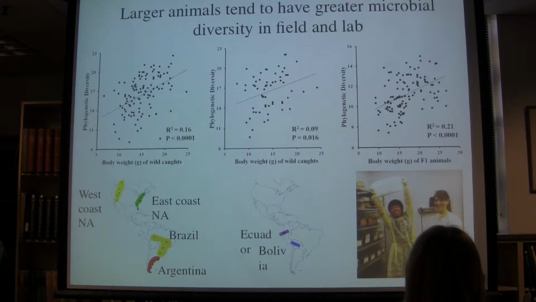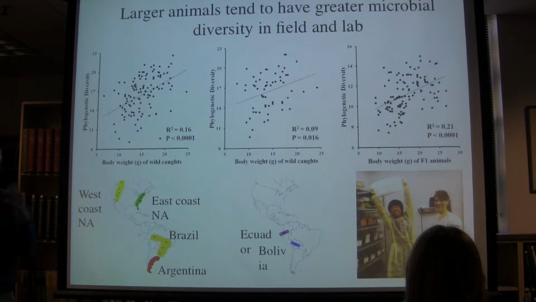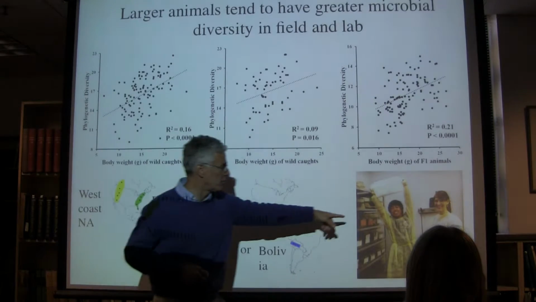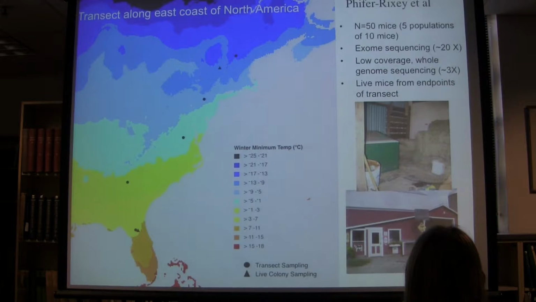I'm not really going to talk about this. This is Taichi's work. This is a lab project, and different people are interested in different phenotypes. Taichi has been looking at the gut microbiota of these mice. There is a strong correlation between the body weight of wild-caught individuals and phylogenetic diversity of gut microbes, and he gets very excited about this kind of thing. So there are many phenotypes to study.